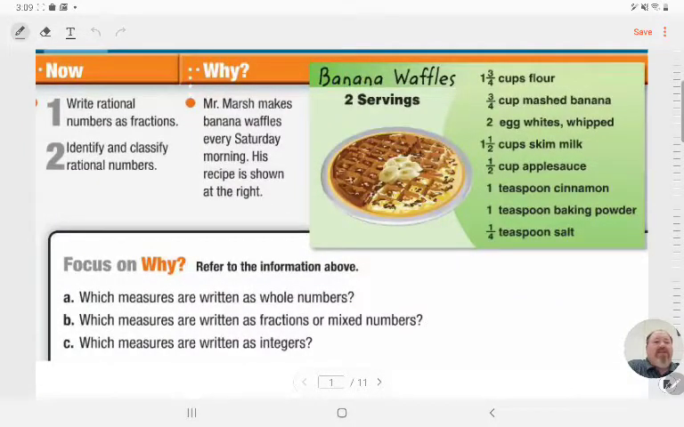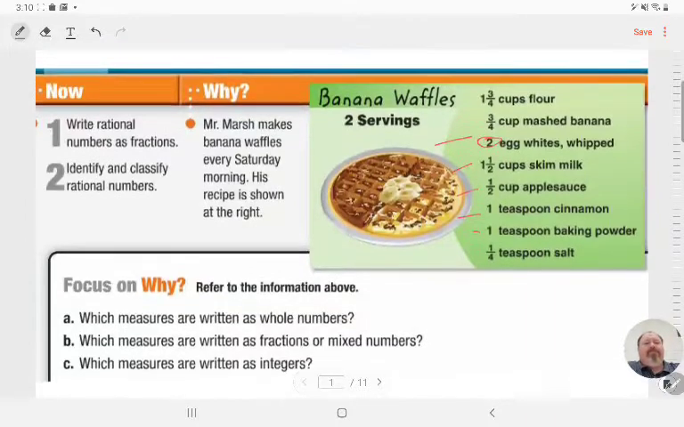Which measures are written as whole numbers? Well, if you look through here, you could look at whole numbers as 1 teaspoon of cinnamon, 1 teaspoon of baking powder, 2 egg whites whipped. Those would be whole numbers. Which measures are written as fractions or mixed numbers? Well, a half a cup, that would be a fraction. 1.5 cups, that would be a mixed number. And which measures are written as integers? Again, 2 egg whites, 2 would be an example of an integer.